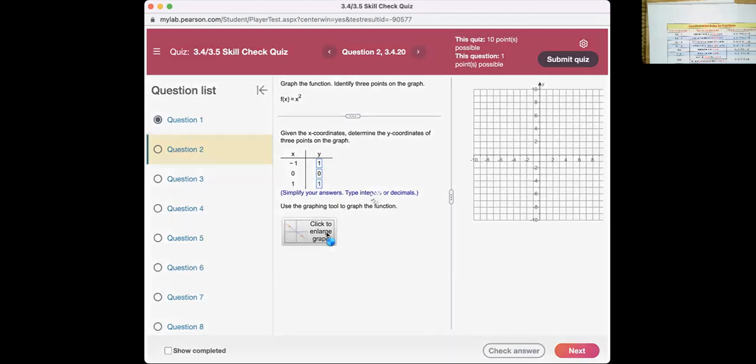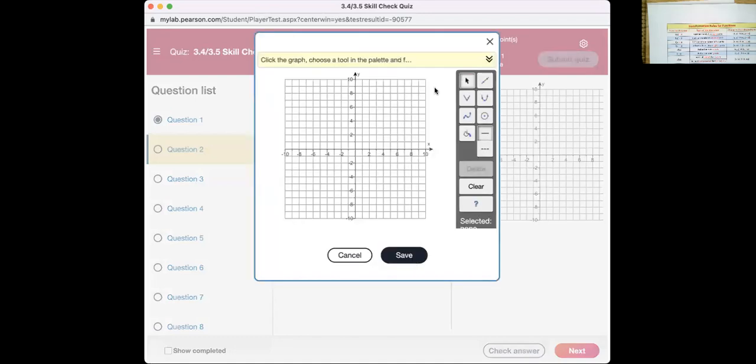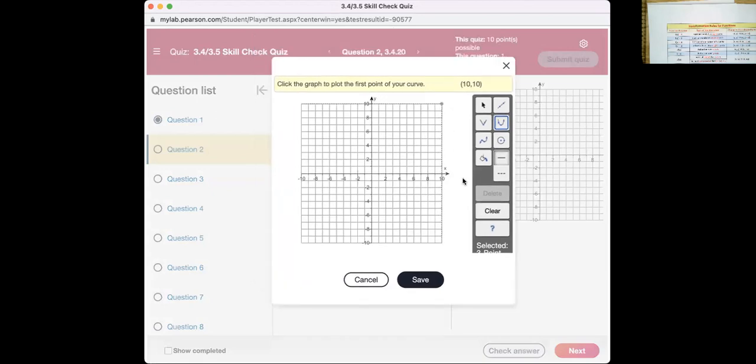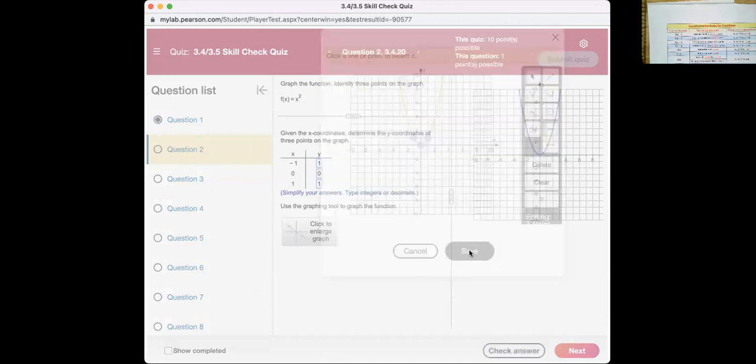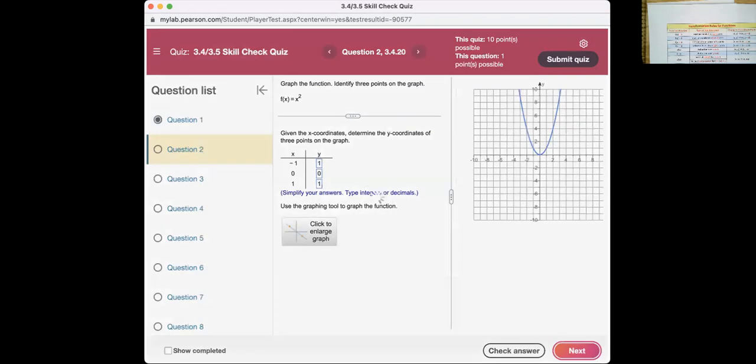Good. Now for the graph, hope you can see that. You want to take the parabola, because we know that this is a square function. So we're going to start at the origin (0, 0), and then we're going to use the point (1, 1), and then the other point (-1, 1), sorry.